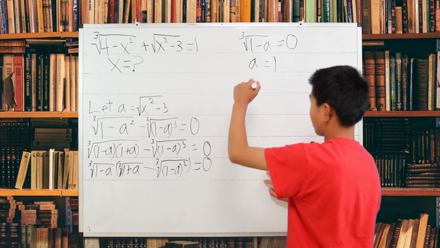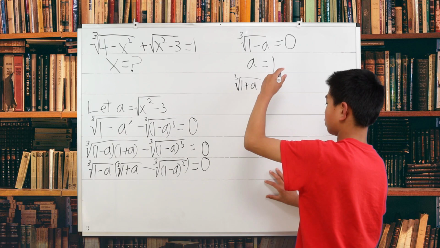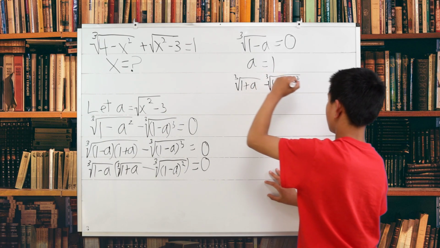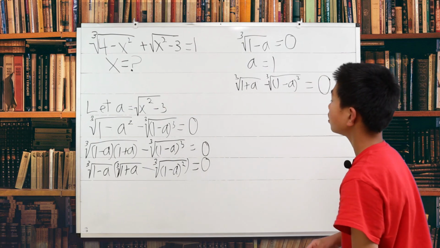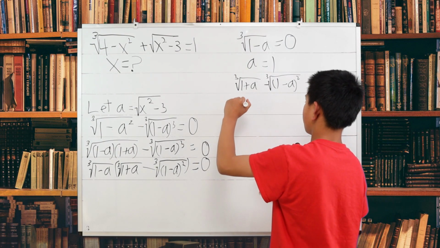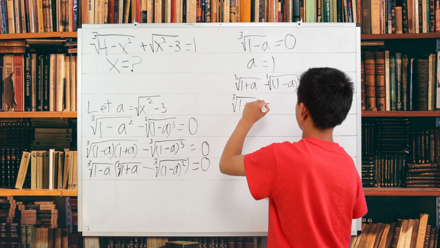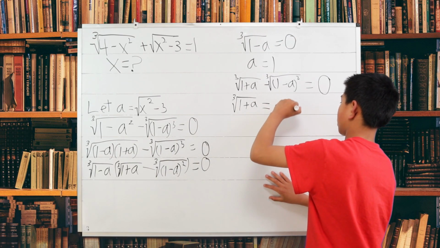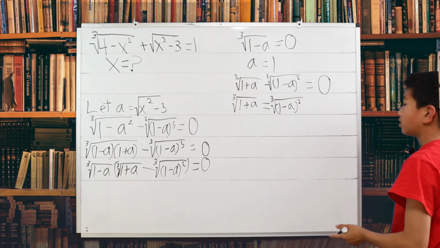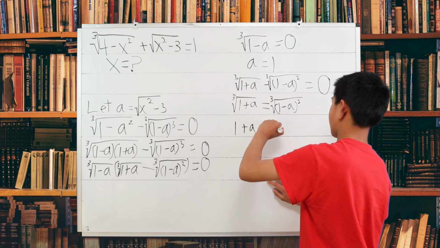And the second one is where the cube root of 1 plus a minus the cube root of 1 minus a squared is equal to 0. Now, we just need to solve for this. To do that, we have to get rid of the cube root. So we write it on both sides of the equation. So the cube root of 1 plus a is equal to the cube root of 1 minus a squared. Now we get rid of the cube root. So 1 plus a is equal to 1 minus a squared.